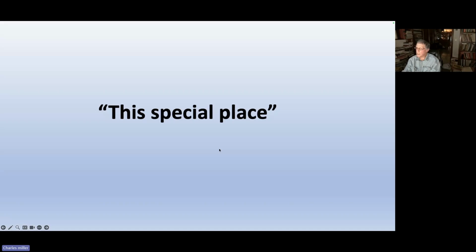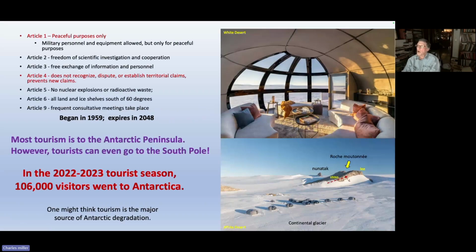So this is a special place, and some of that designation was afforded by protections in 1959 through the UN, but notice they expire in 2048. And I'm going to show you very shortly some threats to these protections. And these are some of the articles. I wouldn't dare read these all to you.